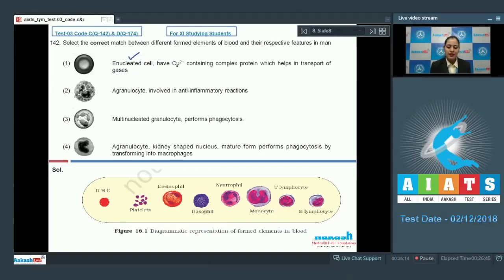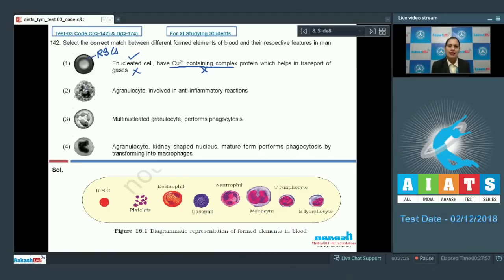This is correct. They have copper containing complex protein which helps in transport of gases, and this is an incorrect match because we know that RBCs contain hemoglobin, which is an iron containing complex protein rather than a copper containing complex protein. So this is an incorrect option as it represents RBCs, and these are enucleated cells and iron containing complex protein is present in these cells.